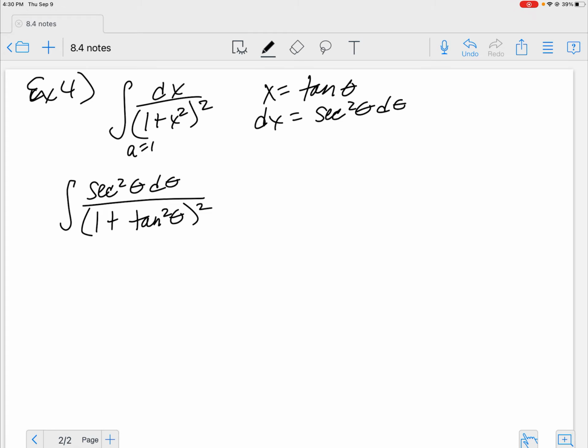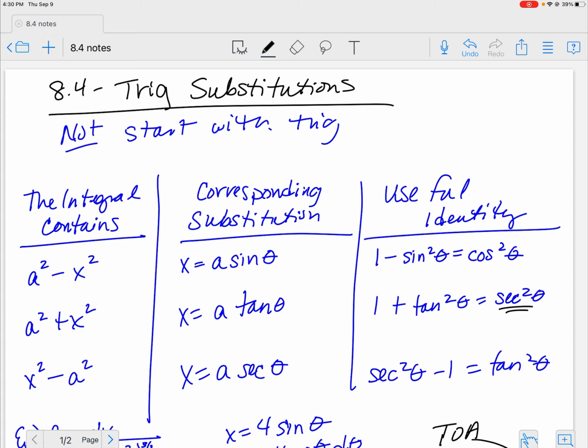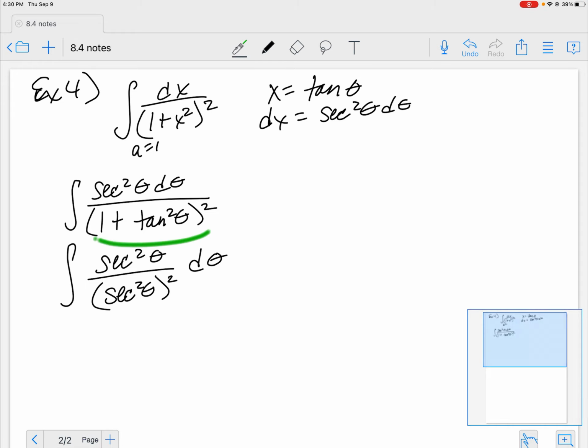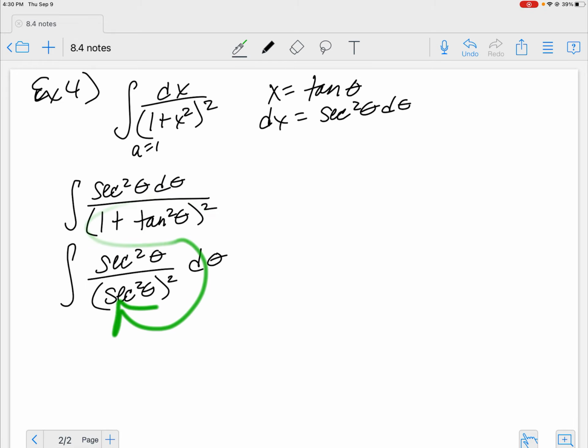And remember back those Pythagorean identities. 1 plus tangent squared is equal to secant squared. So we have secant squared theta over secant squared theta squared, right? Because all I've done so far is just replace this 1 plus tangent squared with this secant squared. Now I have 4 secants in the denominator, because power to a power you multiply, and 2 on top. So I'm going to take 2 of these, take out 2 of those, and I have 1 over secant squared.